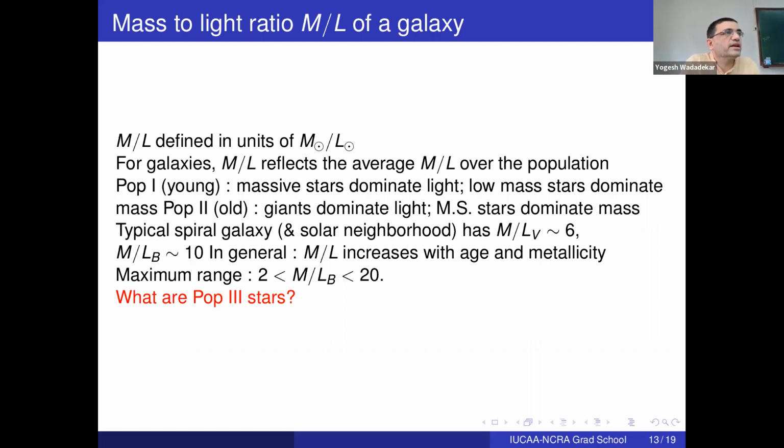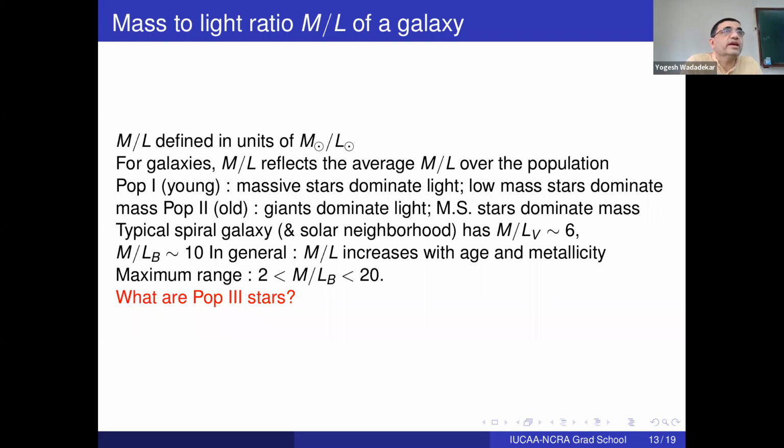What is the unit of mass to light ratio? It's a unitless quantity because mass is measured in units of solar masses and luminosity is always measured in units of solar luminosity. So M is actually mass divided by M sun, and L is L divided by L sun. And so both quantities are unitless. Their ratio is also unitless. There's no unit, just a number. For galaxies, mass to light ratio reflects the average mass to light ratio over the population.